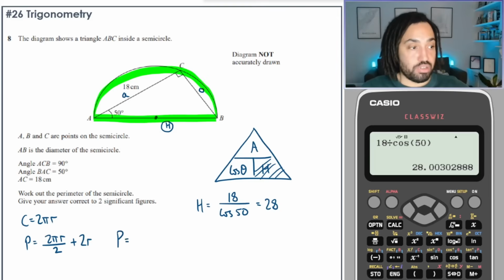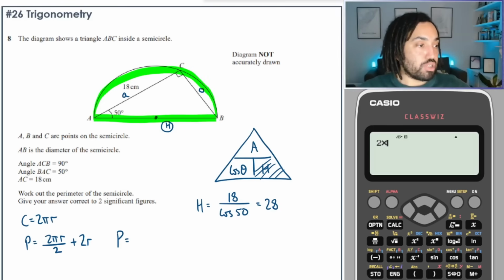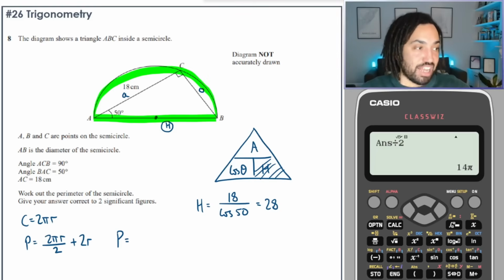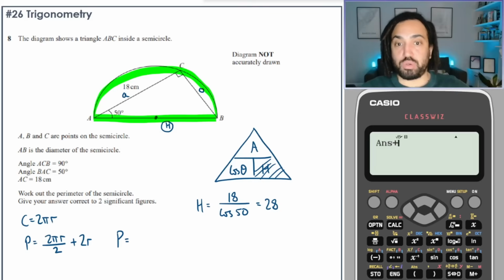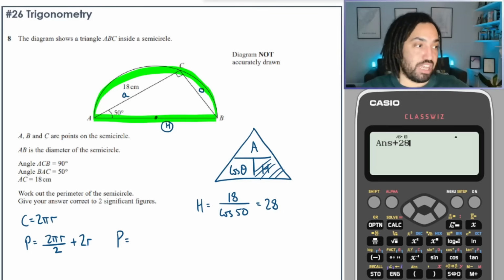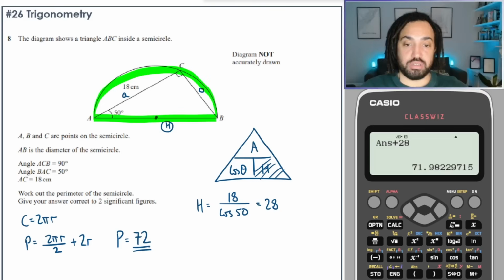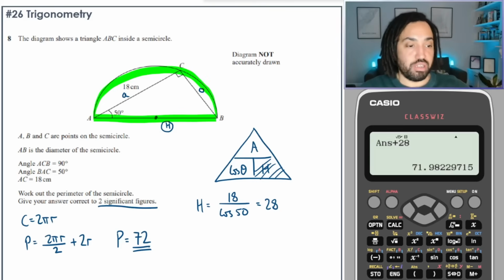Okay, so therefore this is the same as 2 times pi times the radius, which is 14. That gives me the circumference of the circle. I need to divide that by 2 because it's a semicircle, so I get 14 pi, and then I need to add on 2 lots of the radius, or also known as the diameter, which is 28. And we get an answer which is pretty much 72. At least it is to 2 significant figures. Job done.